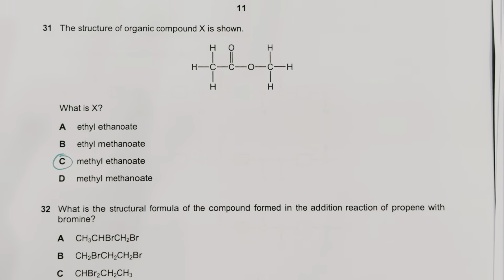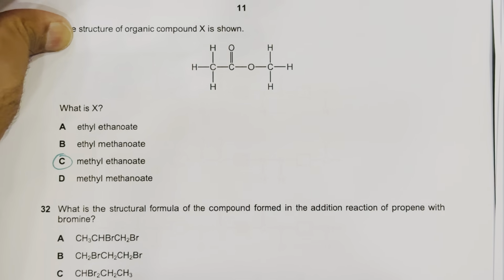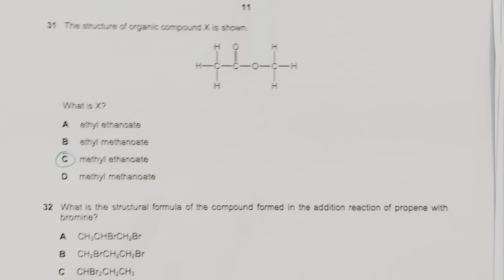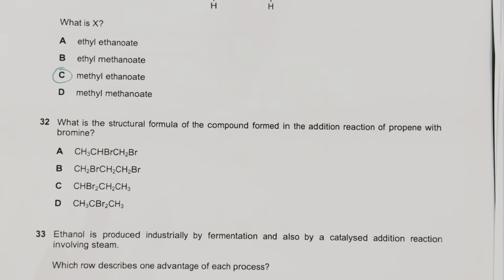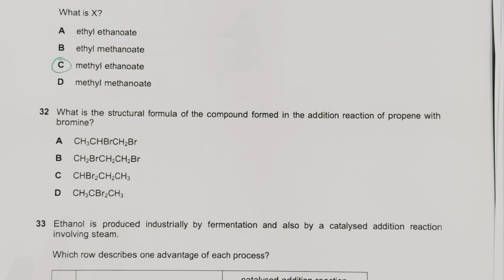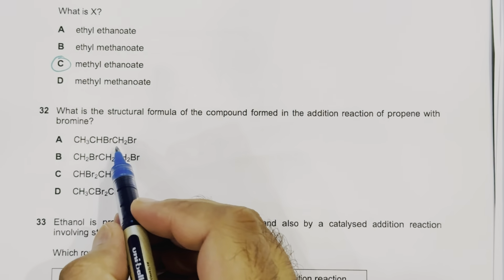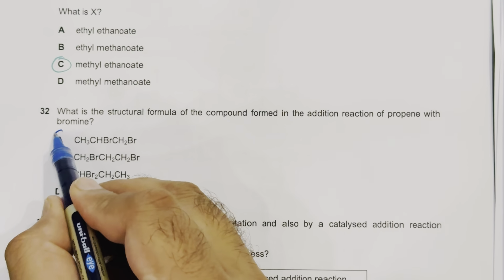Moving to question number 32. What is the structural formula of the compound formed in the addition reaction of propene with bromine? We know that bromine gives an addition reaction, and 2 moles of bromine would be added. So option number A is CH3CHBrCH2Br. This is the correct one.